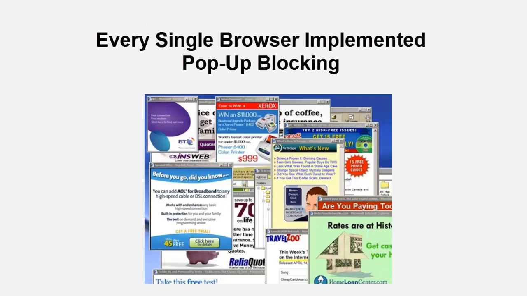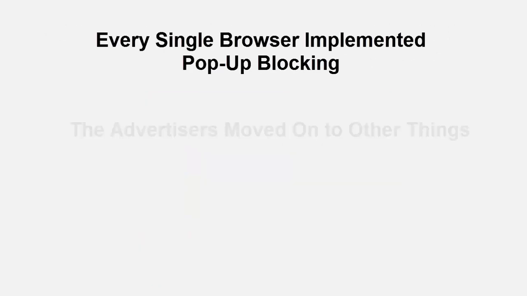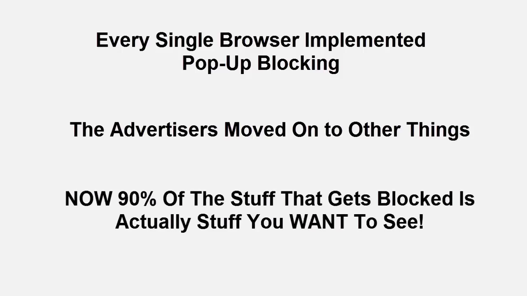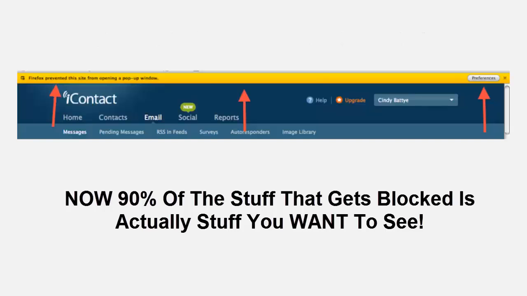The result was that every browser implemented some form of pop-up blocker. So the advertisers moved on to other things, such as lightboxes, pop-unders, exit pops, etc. And now 90% of the stuff that gets blocked is actually stuff you want to see. This image shows an email preview that I want to check being blocked in my iContact email system by Firefox. So to get the content that I want, I have to click on the preference button to say I do want to allow the pop-up.